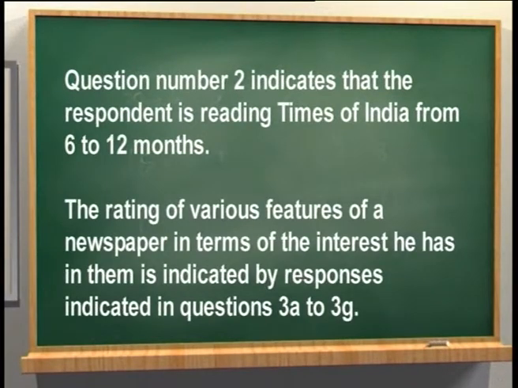The rating of various features of a newspaper in terms of the interest he has in them is indicated by responses in questions 3A to 3G. The respondent is not very interested in city news, interested in international news, not particular about city news, very interested in corporate and business news, very uninterested in sports news, and interested in people and lifestyle news, and leisure, art and entertainment news.